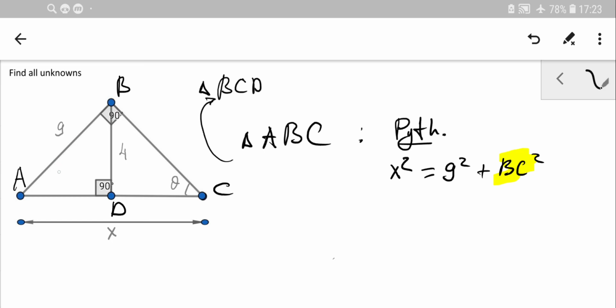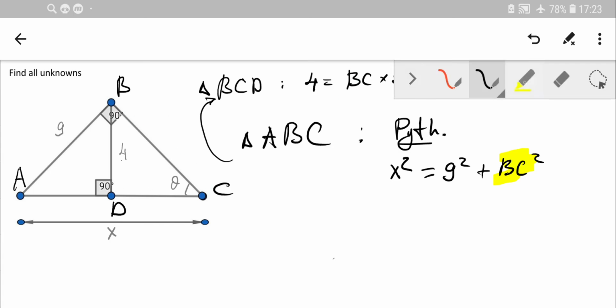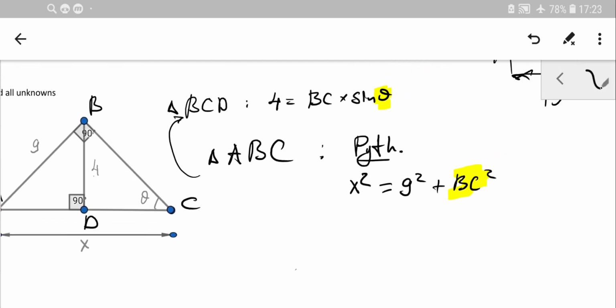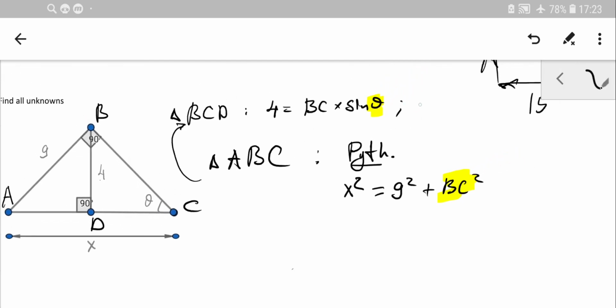Okay, so from there, if we know the angle theta, we can define BC, as 4 is the opposite to the angle. So let's write: 4 is the opposite. We'll use BC times sine theta. So BC is the height in this case. Now we need to define the angle theta so that we can establish the value for BC. So BC from there is simply 4 over sine theta.